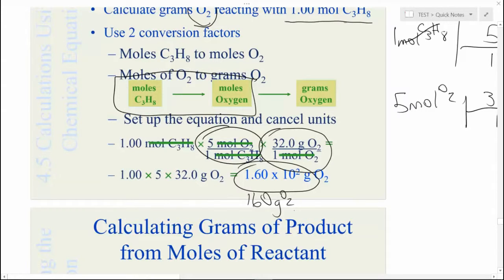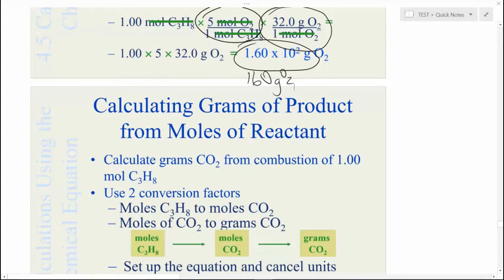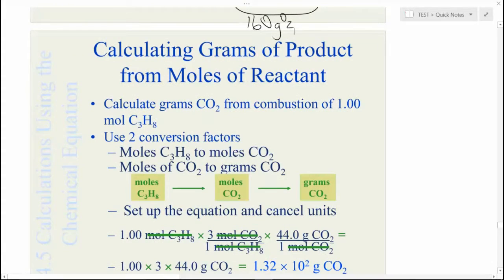All right, so now we're going to continue, but we're going to talk now about calculating the grams of products from moles of reactants. So the grams of CO2 from the combustion of 1 mole of C3H8. So how would we do that? We have 1 mole of C3H8 again, and now we want to find the grams of CO2.